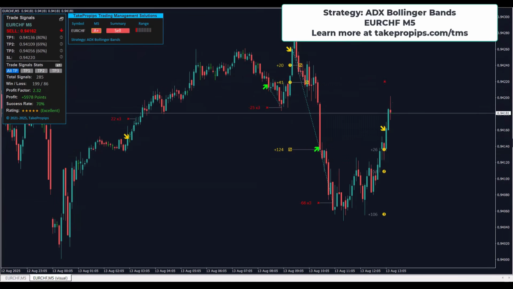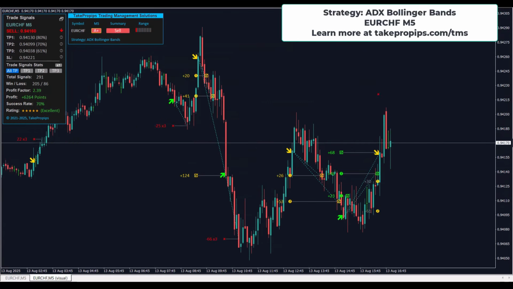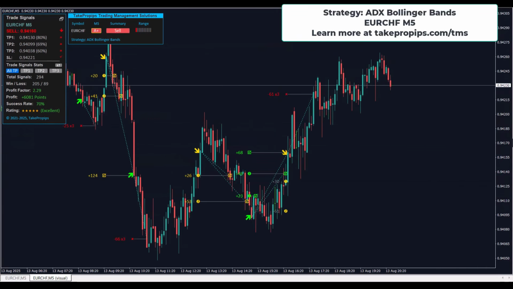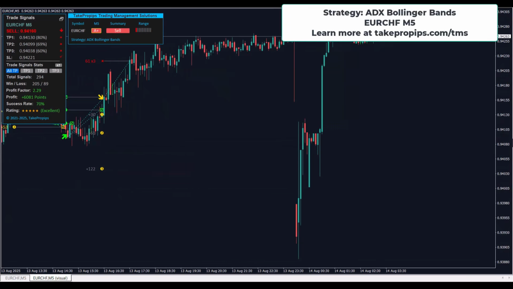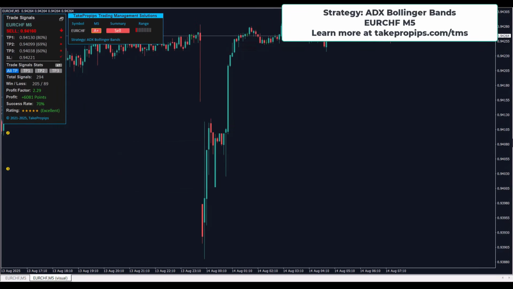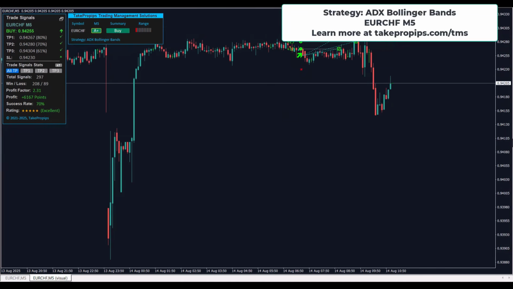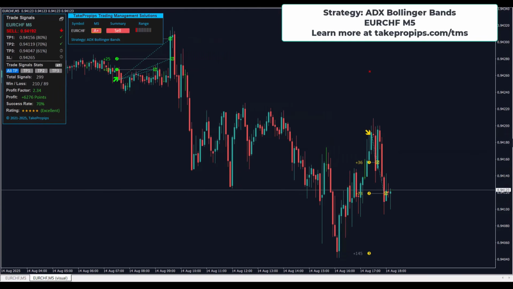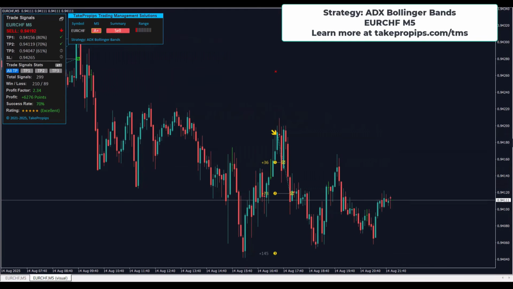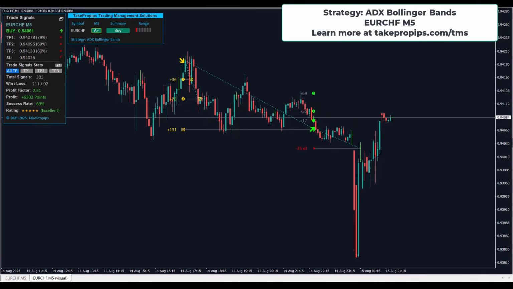For this test, I'm applying the strategy specifically to EURCHF on the M5 timeframe and running it through 100 trades to see how it behaves over a larger sample size. The idea here is not just to look at one or two trades, but to evaluate how the strategy performs repeatedly when the same rules are applied again and again.